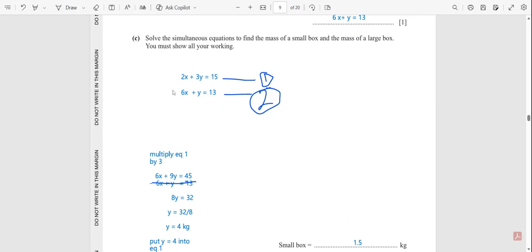We know that the two equations are 2x plus 3y is 15 and 6x plus y is 13. So multiply equation 1 by 3.